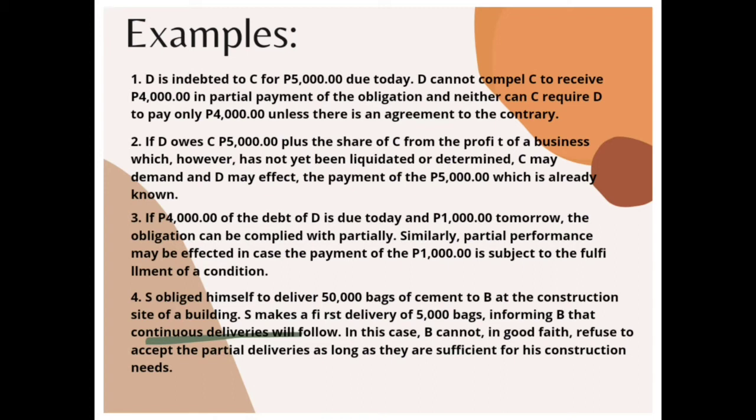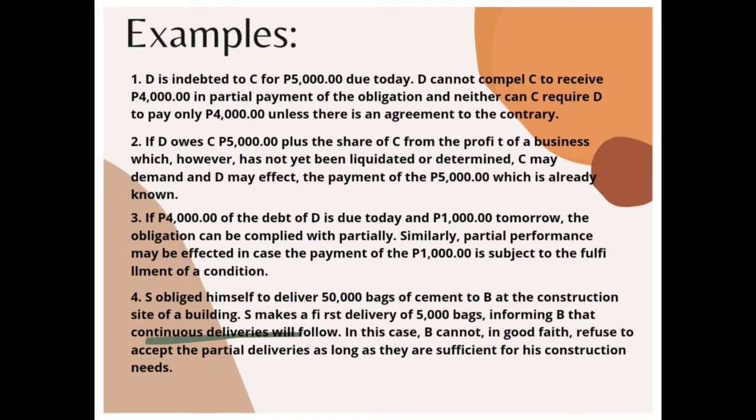So, yung mga hindi pa alam na value na damage or anything, ayun nga, yung share of C sa profit ng business, pwedeng hindi muna kasi unliquidated pa siya. Number 3, if 4,000 pesos of the debt of D is due today and 1,000 tomorrow, the obligation can be complied with partially. Similarly, partial performance may be affected in the case of payment of the 1,000 pesos is subject to the fulfillment of a condition.